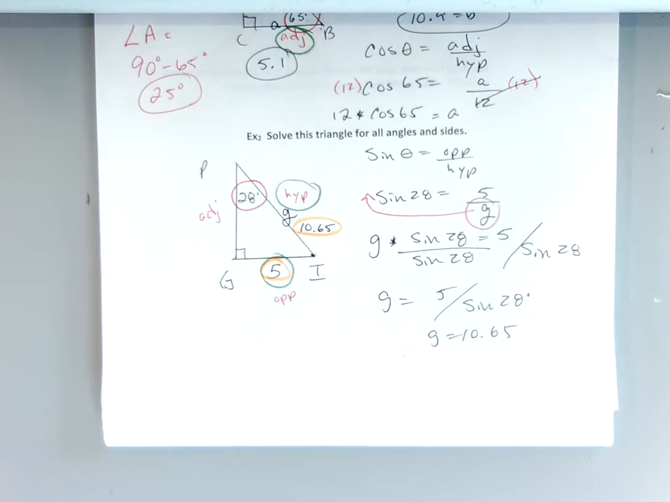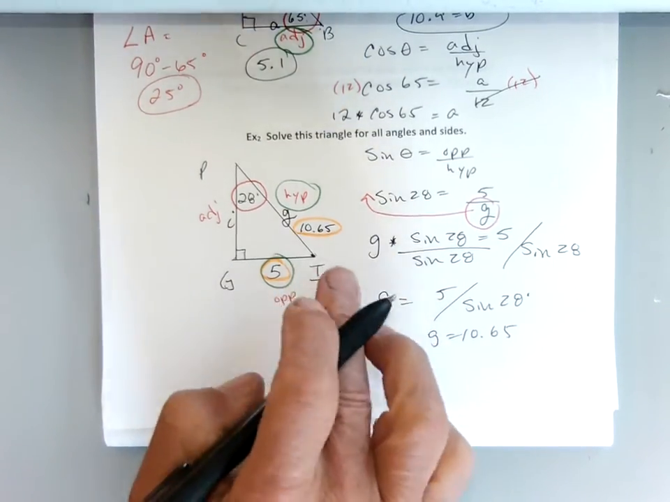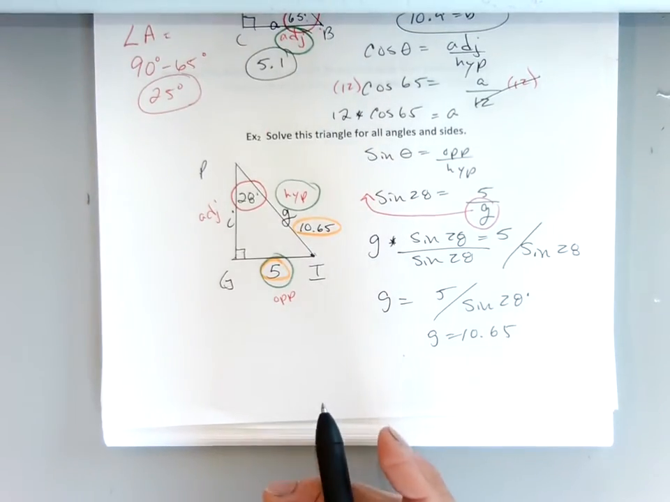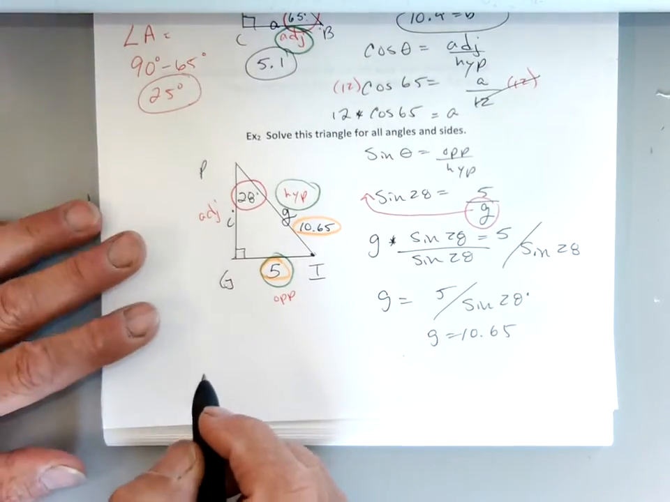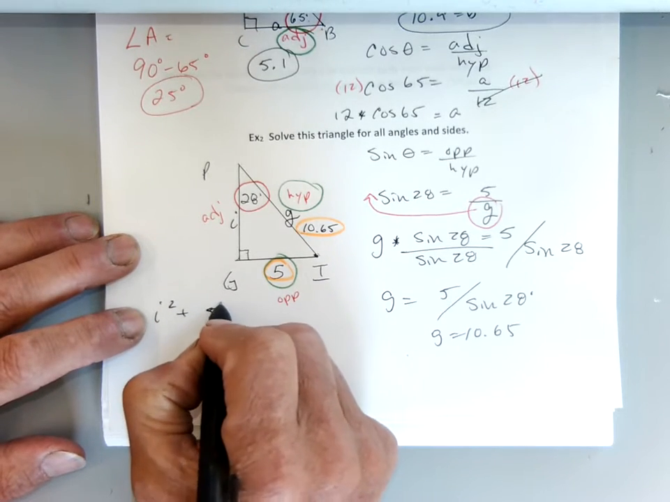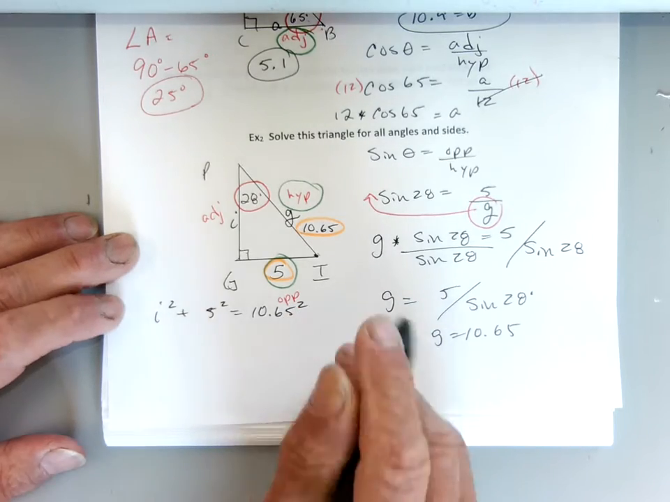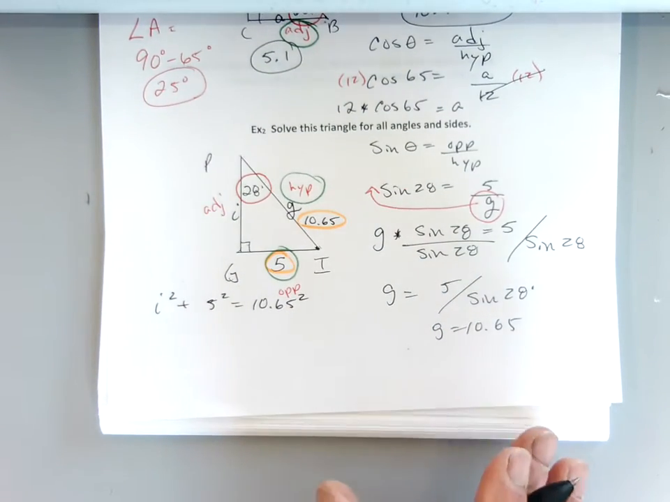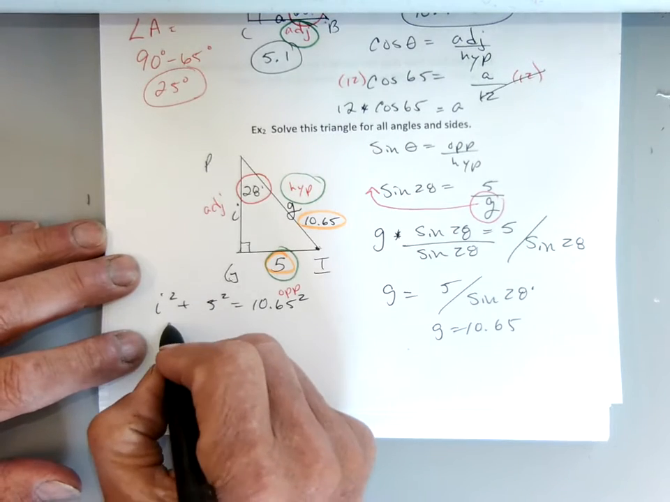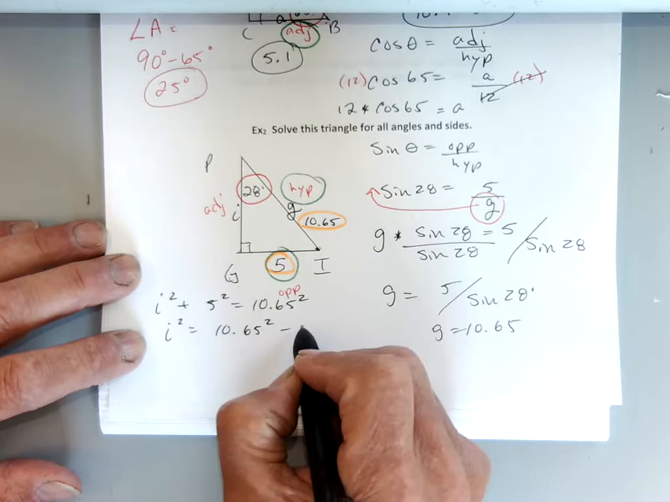Okay, now let's find little i. That's the name of it. If that's angle I, then that's little i. I'm just going to use Pythagoras theorem this time, or I could use cosine, but let's go i squared plus 5 squared equals 10.65 squared. I just want to show you both ways to do it. Or i squared is equal to 10.65 squared minus 5 squared.